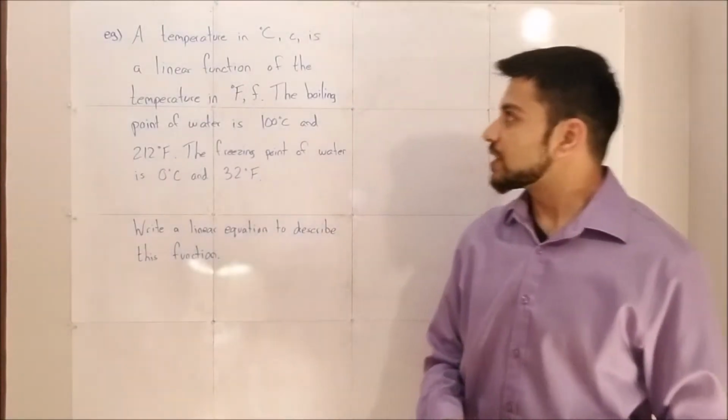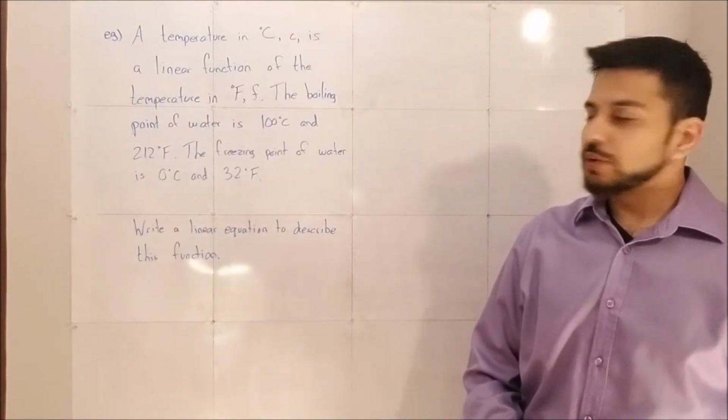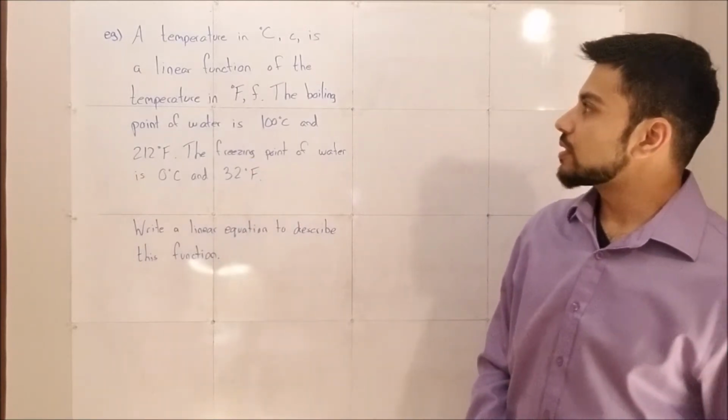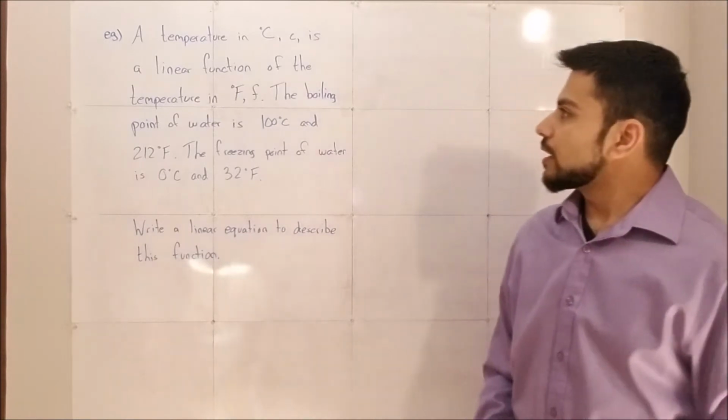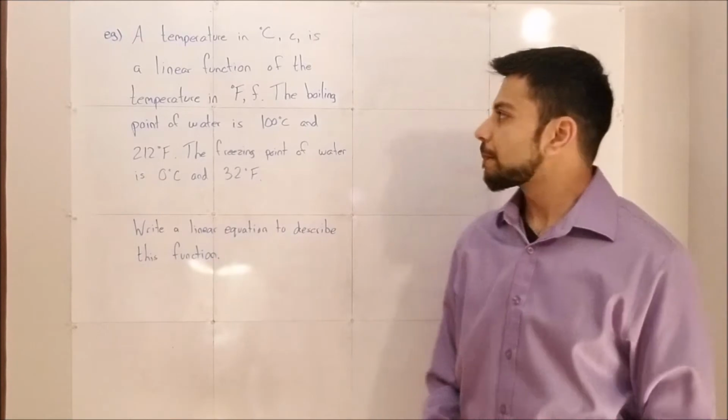All right, let's work with a couple of examples, see how things look with this equation. So the first one here I want to work with is, let's say a temperature in Celsius, we're going to use a little c for that, is a linear function of the temperature in degrees Fahrenheit. We're going to use a little f for that.